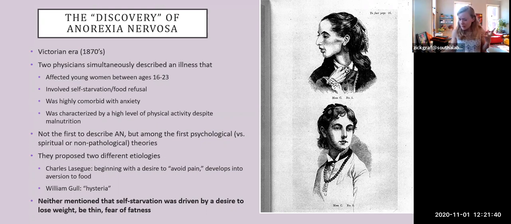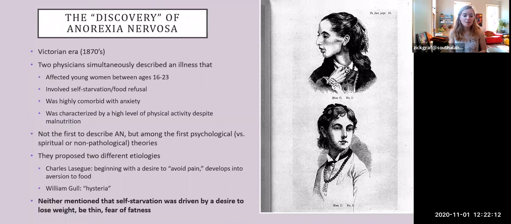Charles Lasègue, I believe is how you pronounce his name, was a French physician who described anorexia as beginning with the desire to, as he put it, avoid pain. So he believed that women with this disorder were just extremely intolerant of pain and discomfort, including discomfort from eating, and that over time, persistent self-starvation and food refusal develops into an actual aversion to food. The English physician who described it just attributed it to hysteria, which was kind of a catch-all diagnosis for any psychological problems that women had.